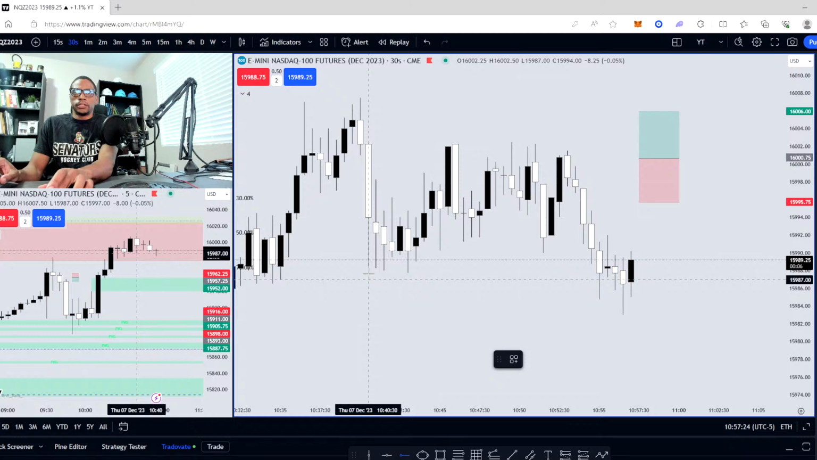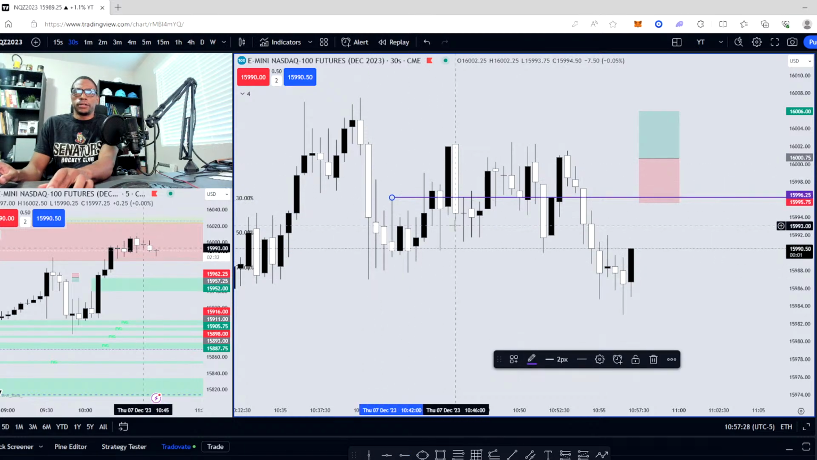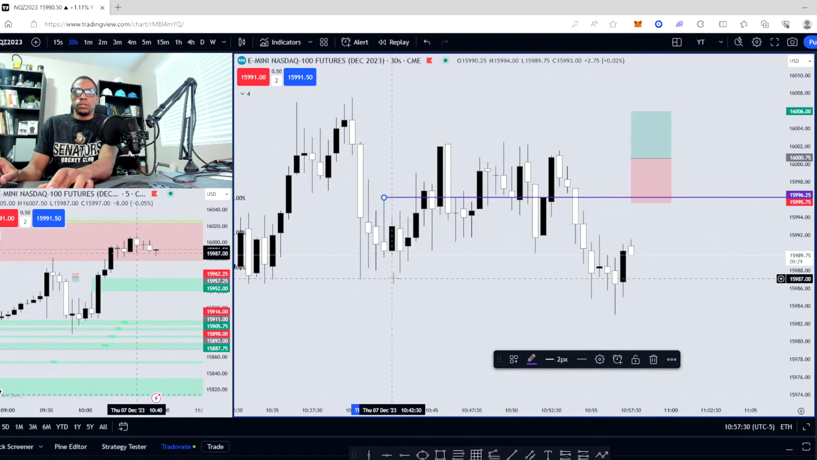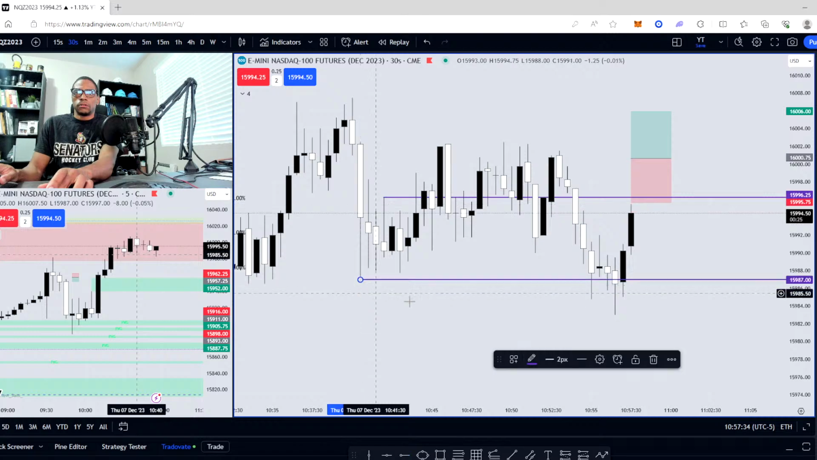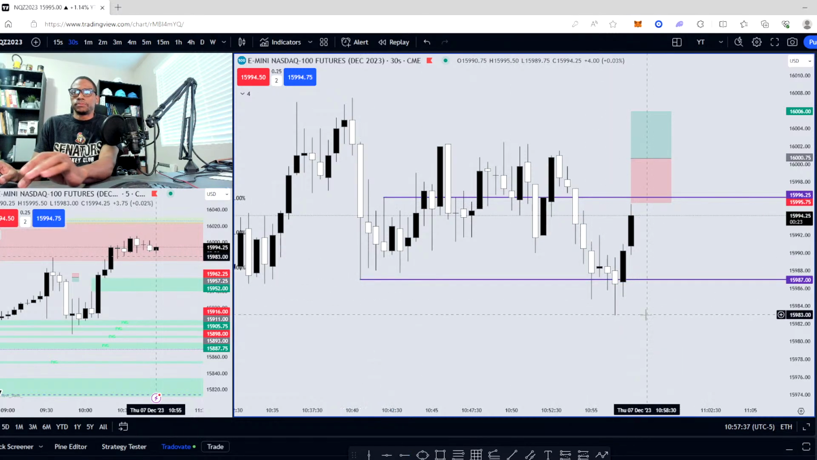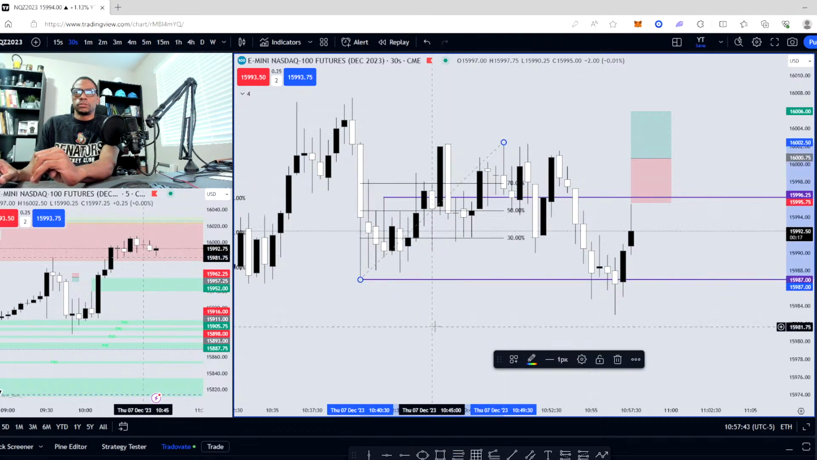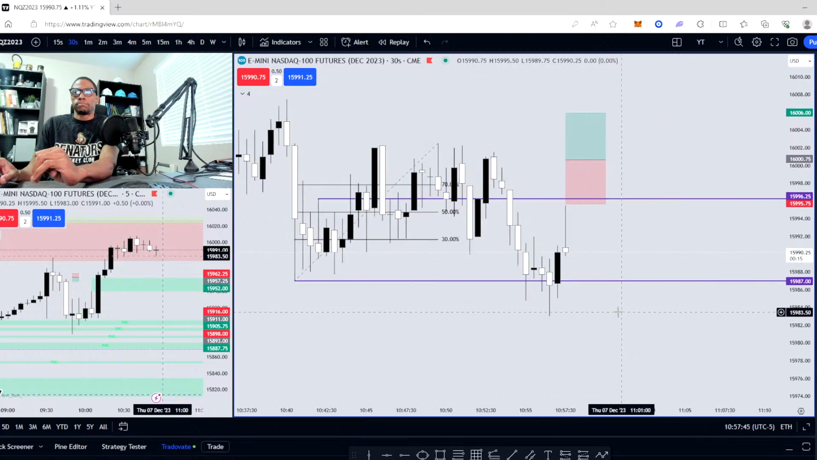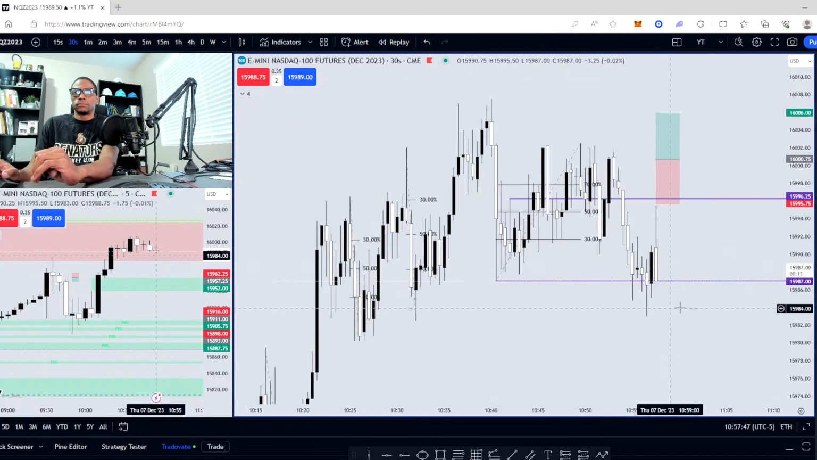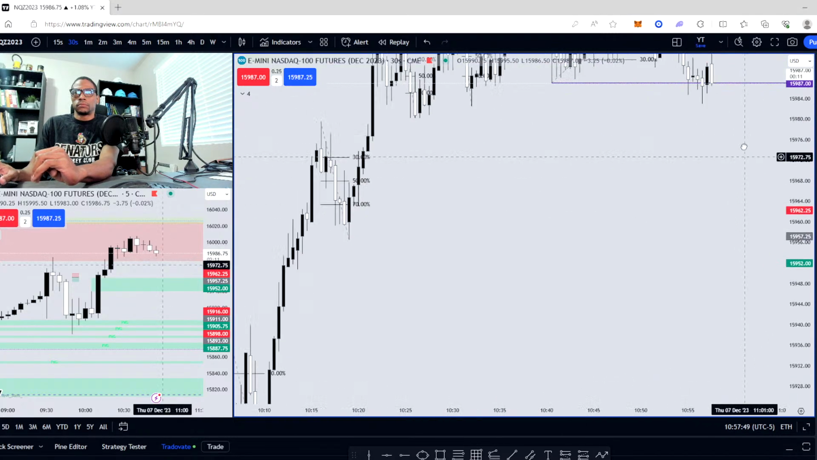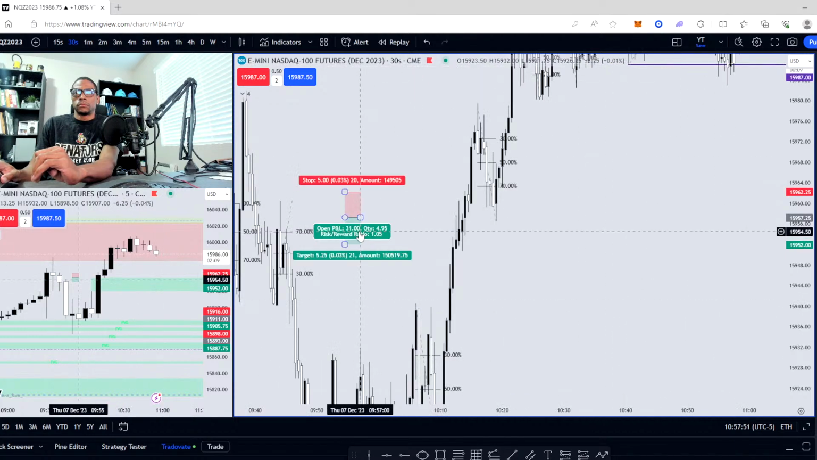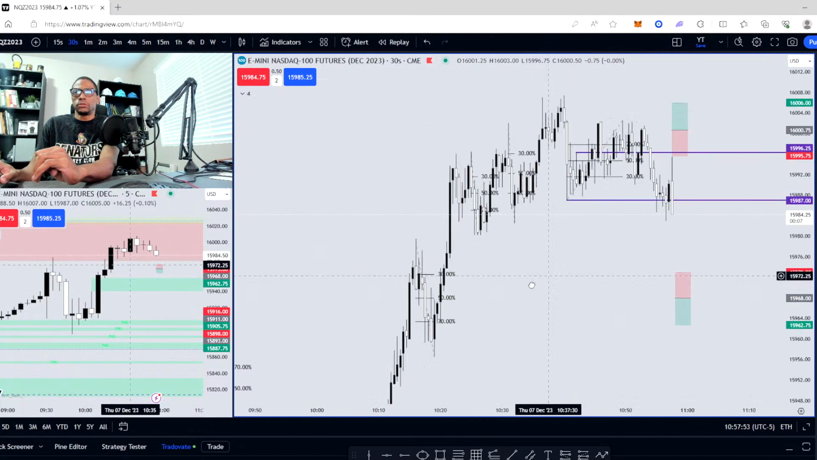So if you look at this as the low being made, and then we need a high to be taken, we had a high taken there. Now we need a new low to be made. We had a new low made over here. Now let's see if price delivers. Let's grab our short tool.